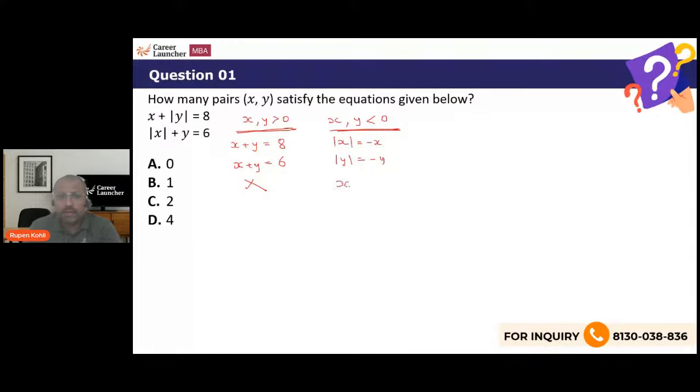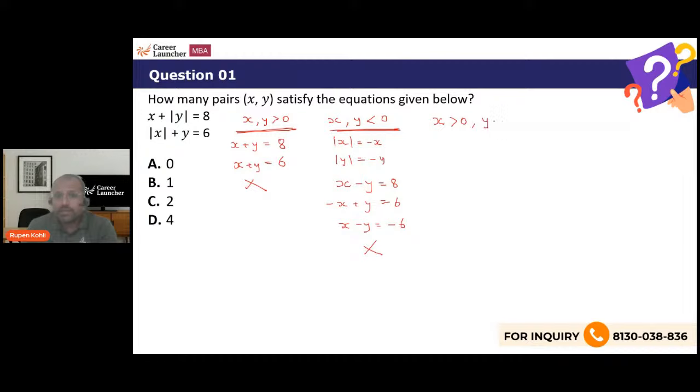So now what do we get? We get x minus y is 8 from the first equation, and from the second one we get minus x plus y is 6, which is as good as saying that x minus y is minus 6. Again, these equations are inconsistent. x minus y cannot be 8 and minus 6 both at the same time, right? So hopefully there is some solution to be obtained from the other cases.